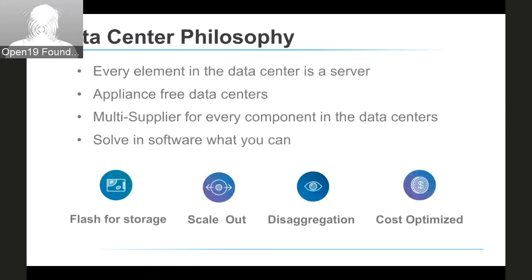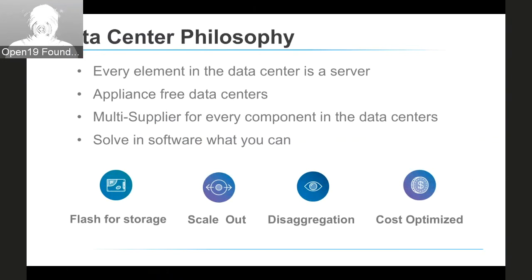Let's talk a little bit about data center philosophy. When we started the Open19 project at LinkedIn, we had a very specific philosophy we were looking at to be able to create a very unique data center solution. I think the first element that we looked at was we wanted to make sure that every element in a data center looks like and behaves like a server. If it's a switch, it's a server with a lot of ports.